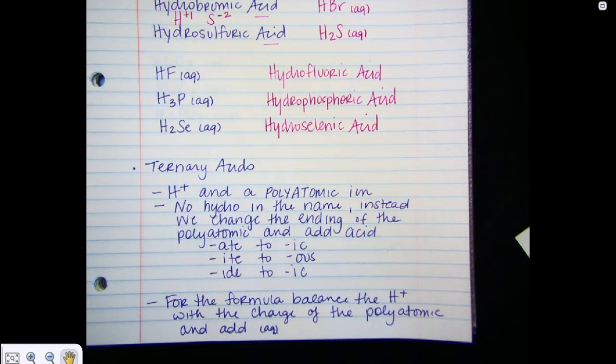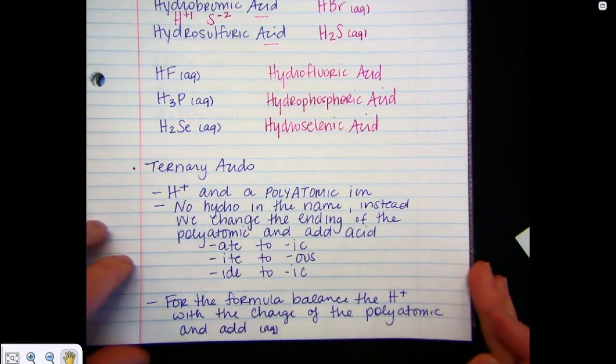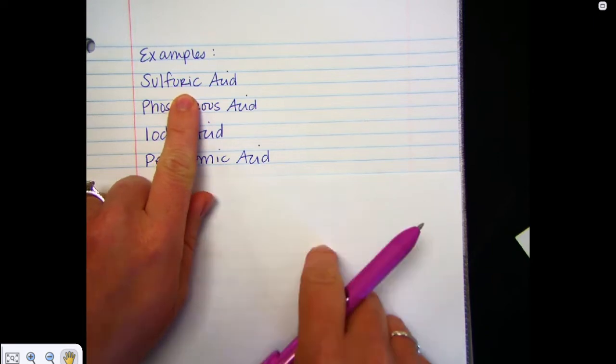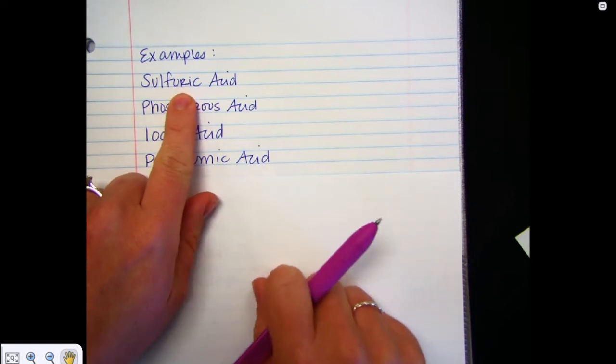For the formula, we are going to balance the H plus with the charge of the polyatomic, and again, we add the AQ ending to indicate we're dealing with an acid here. So let's look at some examples. So the first one, sulfuric acid. So remember that ic goes back to ate, so this is sulfate.